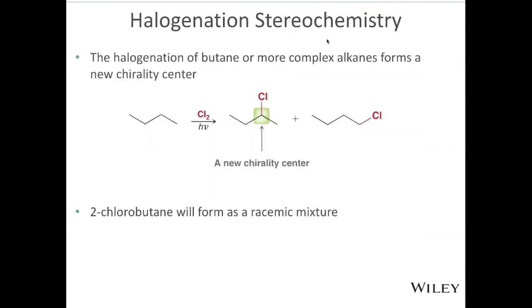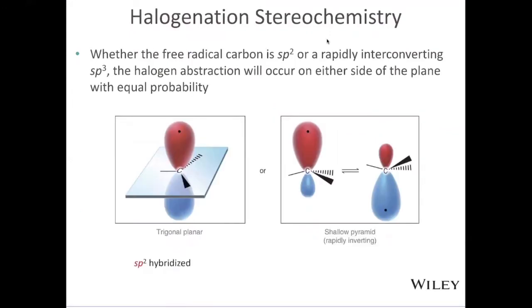Sometimes radical reactions can create stereocenters. We will get a racemic mixture. Remember that radical intermediate is mostly planar, so we can attack from both sides. So whether we call it trigonal planar or we call it a rapidly interconverting shallow pyramid, either one of those, we're going to get reactions from both sides.